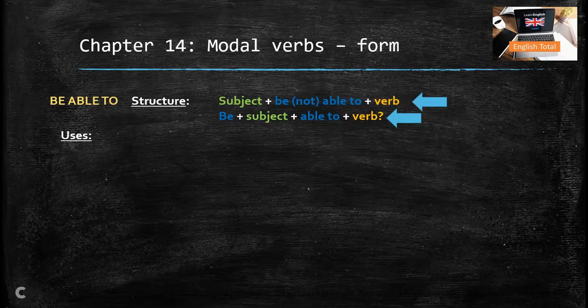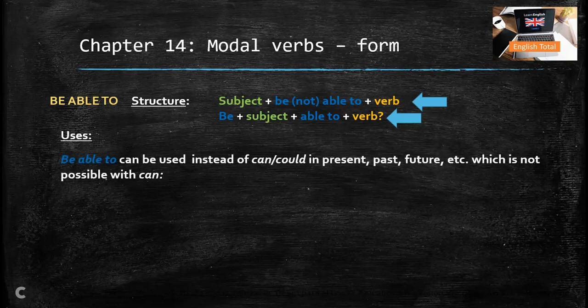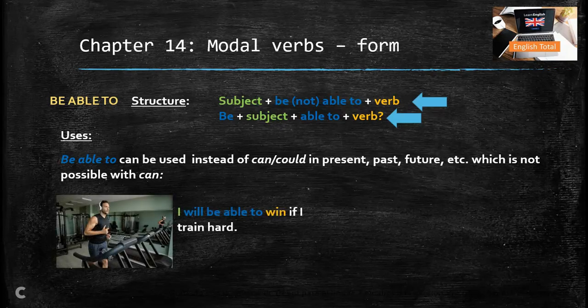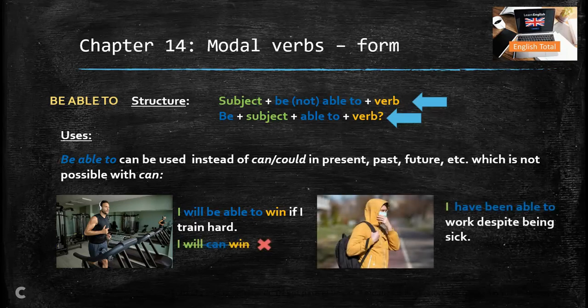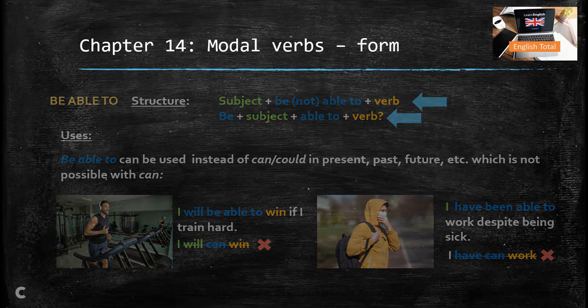Let's see what you can do with this modal. You can use be able to instead of can or could in present, past and future, which is not possible with can or could. Bear in mind that you need to conjugate the verb to be correctly though. Let's have a look at a couple of examples to see how it works. I will be able to win if I train hard. I have been able to work despite being sick. Great, on to the next verb.